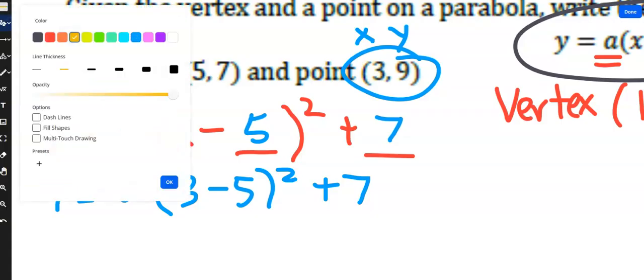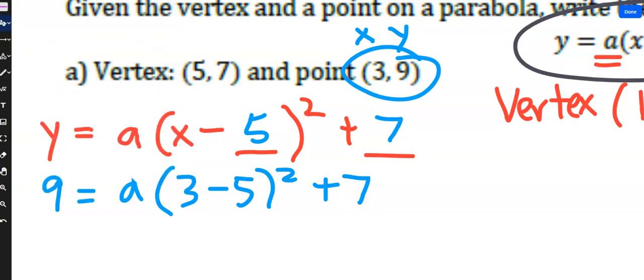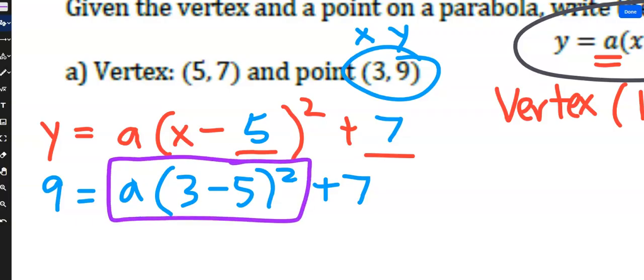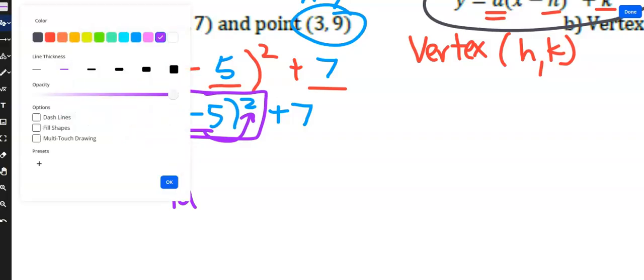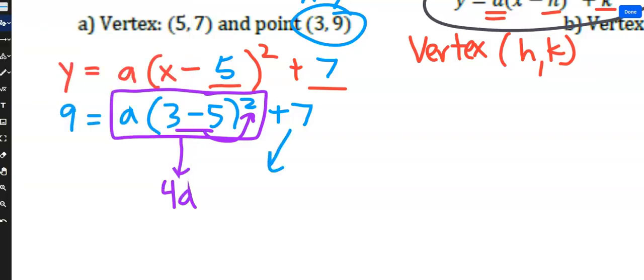Now, before we go further with this, I'm going to be asking you to simplify this purple box. Now, there's a real reason I do that. It's because sometimes kids make mistakes. But you need to be able to look at that and go, oh, well, 3 minus 5, that's negative 2. Negative 2 squared. Okay, that's positive 4. So the box turns into 4a. And then, of course, we've got the plus 7 on the outside here and the 9 over on the other side. And then we can start solving this, right?